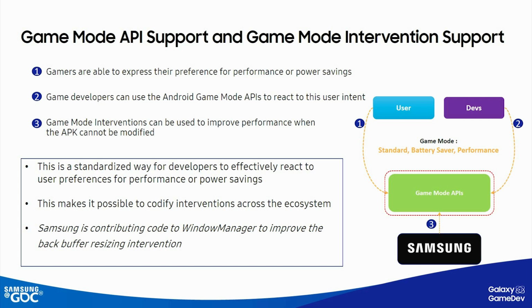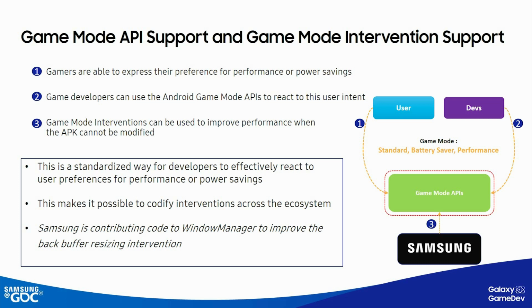Android does not provide these standard APIs to game developers, and OEM vendors usually provide these in different ways, which can cause fragmentation issues. How does this solution help prevent fragmentation issues? Firstly, this will provide standardized ways for developers to react to user preferences for performance or power savings. Secondly, it will result in codifying interventions across the entire ecosystem.